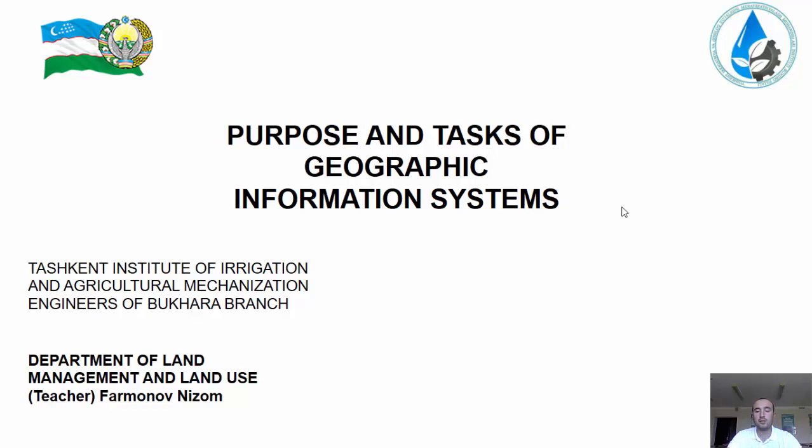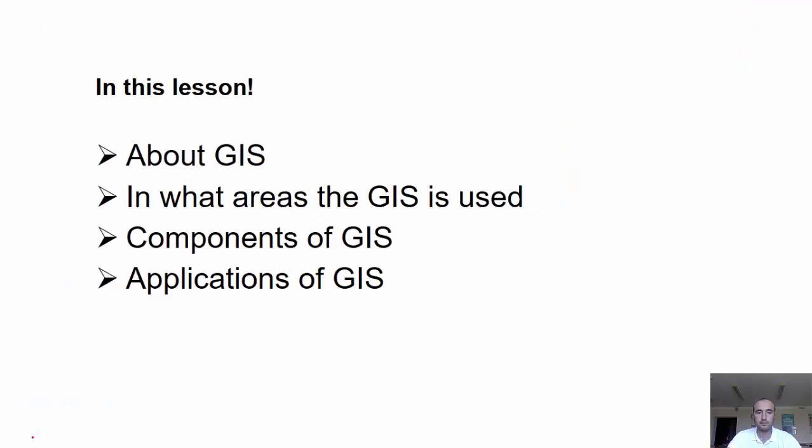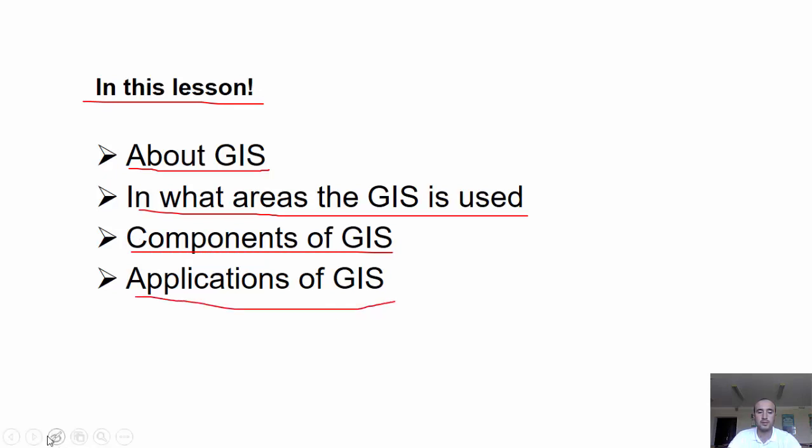So in this lesson we are going to talk about the purpose and tasks of geographic information systems. This lesson consists of four parts. Firstly, we are going to talk about GIS, second, in what areas GIS is used, third, components of GIS, and lastly, application of GIS.